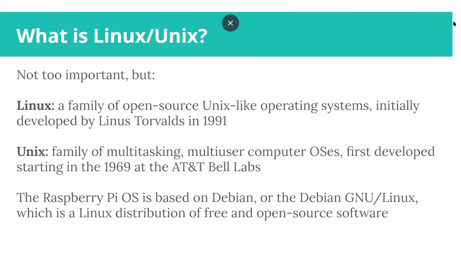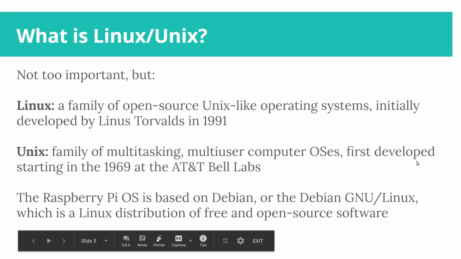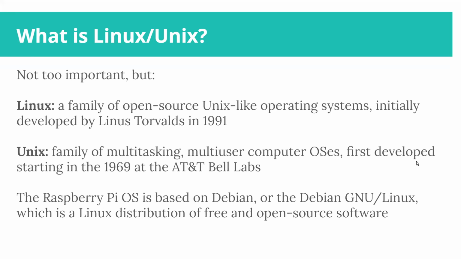So what is Linux or Unix? Linux is a family of open source Unix-like operating systems initially developed by Linus Torvalds in 1991. Unix is a family of multitasking, multi-user computer operating systems first developed starting in 1969 at AT&T Bell Labs. For our project we'll be using Raspberry Pi, which is based on Debian GNU/Linux, a Linux distribution of free and open source software. So we have to use Linux in order to interact with our Raspberry Pis.